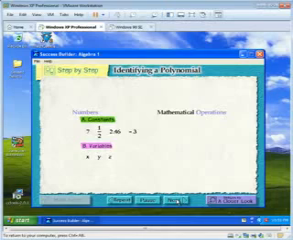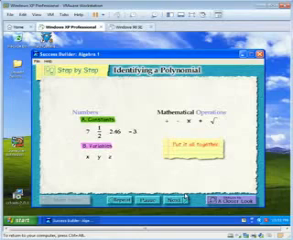Operations are the actions you do to constants and variables. Addition and subtraction are operations. Some other common operations are multiplication, division, and taking roots.